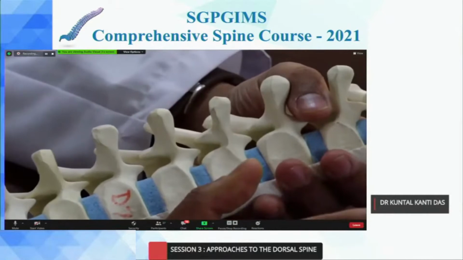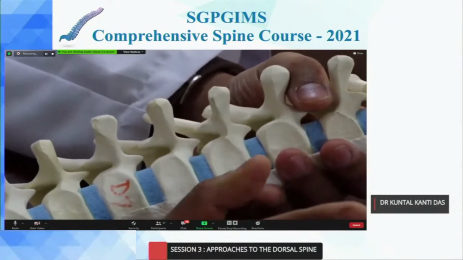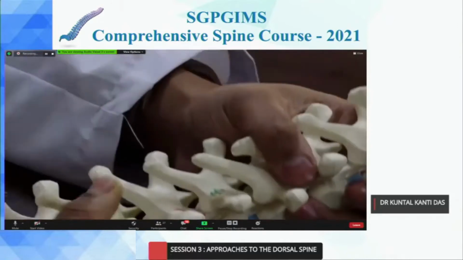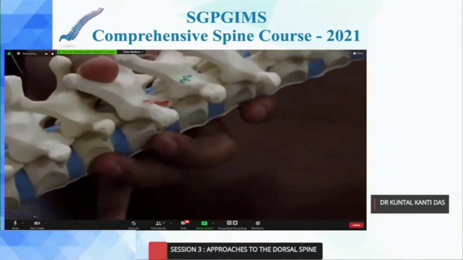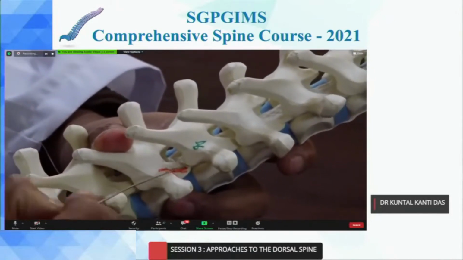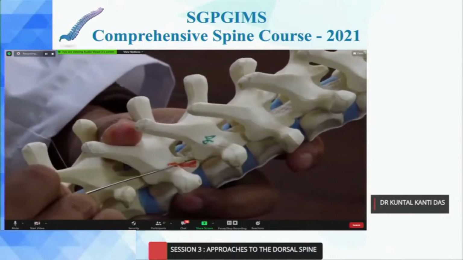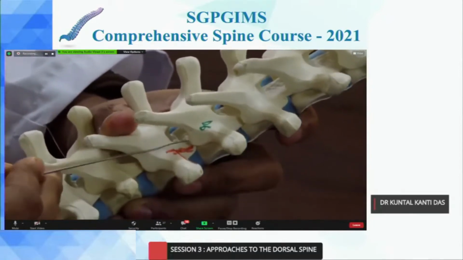Now, two important anatomical landmarks our audience should know with respect to performance of pedicle screw fixation. One is the facet joint, and the second is the pedicle. Now, if you look at the anatomy out here, this is the facet joint of a dorsal spine. The facet joint orientation is coronal here, unlike the lumbar spine where it is sagittal. This is the facet joint.